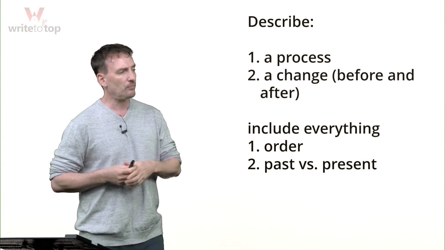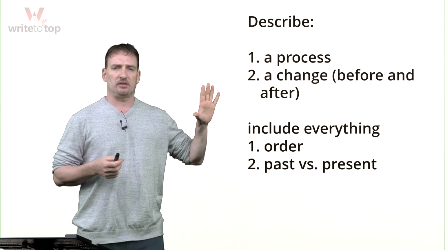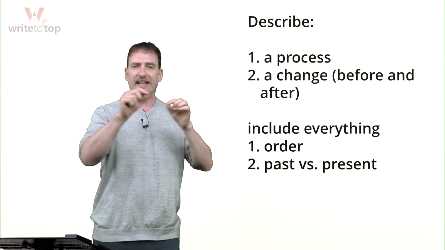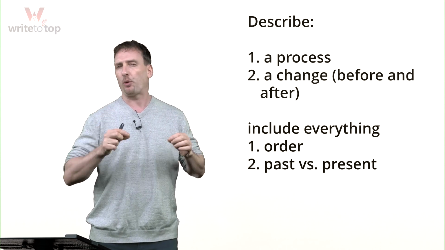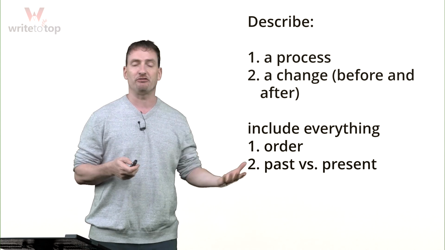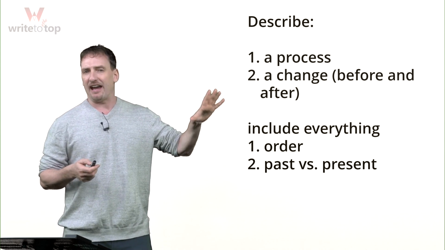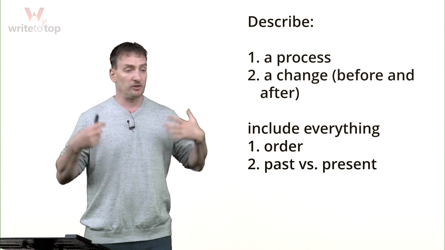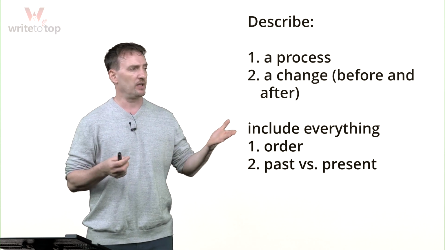Now, the thing about other types of Task 1, you're going to need to pick and choose the most important features, the highs, the lows, the anomalies, the trends. In diagrams and maps, there's really not that much to talk about, so you're just going to include everything, okay?